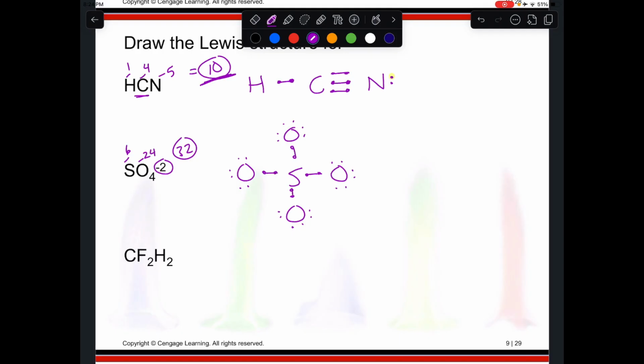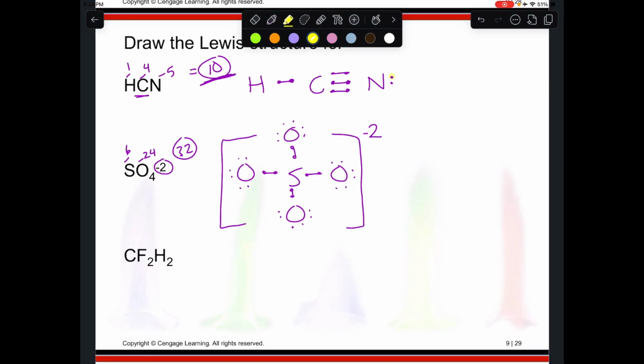All right, now let's do a quick check. The S and all 4 O's have everything they need. Everything is fulfilled. And then we don't want to forget that when we have an ion, we put brackets around it and we write the charge outside. Okay, that is the Lewis structure for sulfate.